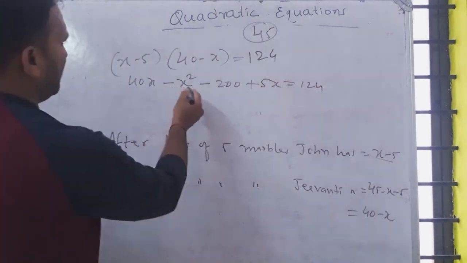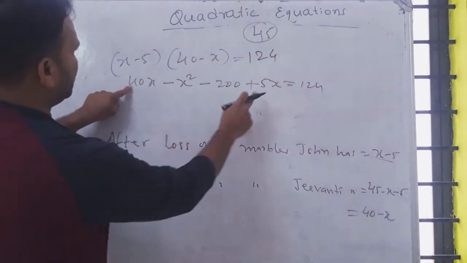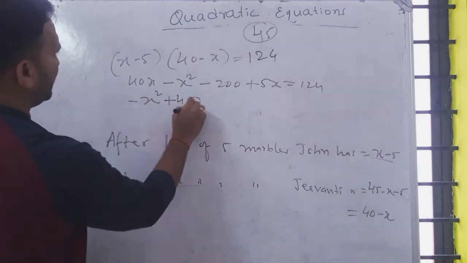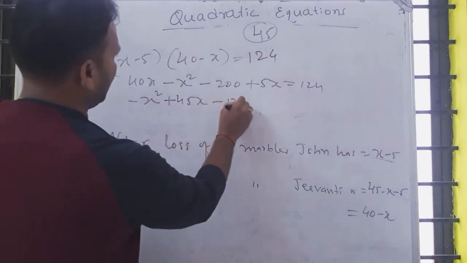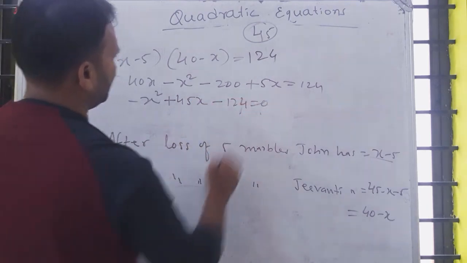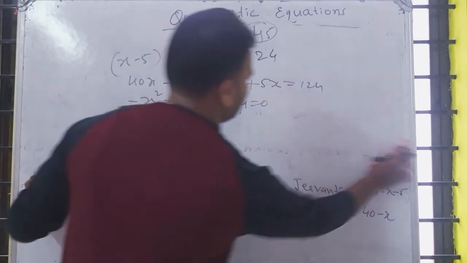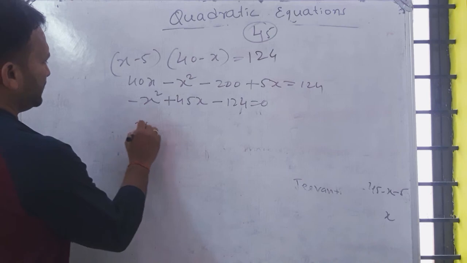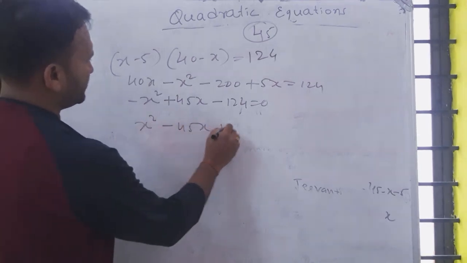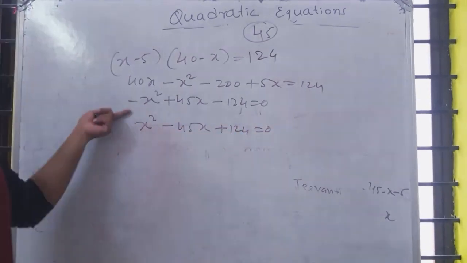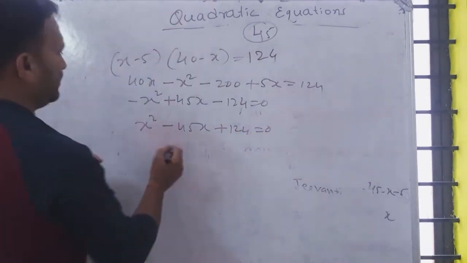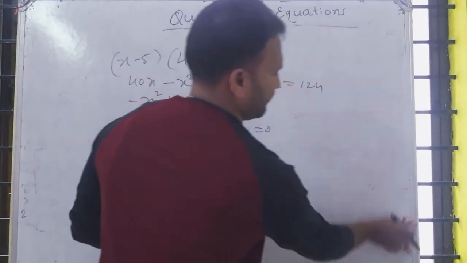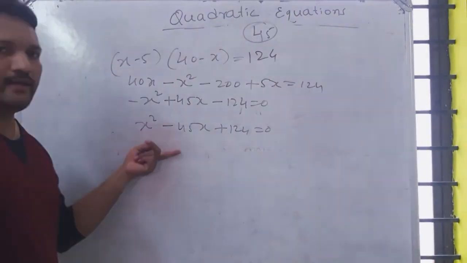Now 40X and 5X, 45X, minus X square plus 45X minus 124 is equal to 0. Now remove the minus sign, that is X square minus 45X plus 124. Otherwise you can say take the minus as common. Now by the factorization method also you can solve this. Now you got it in the form of a quadratic equation.